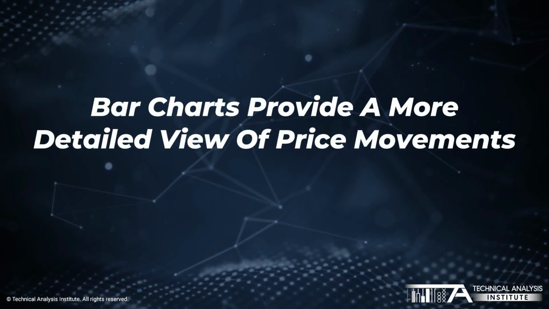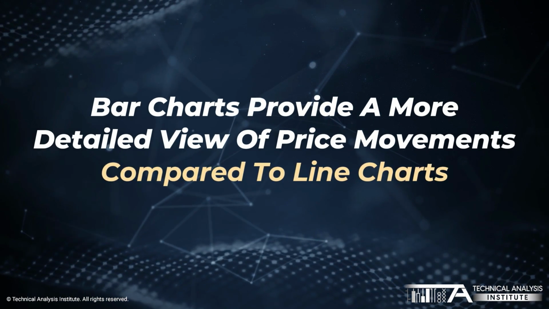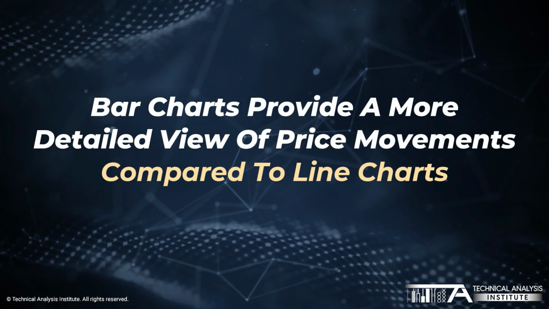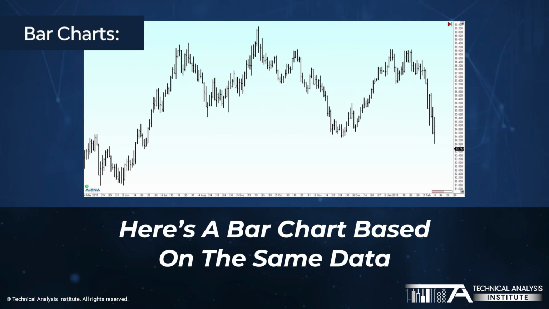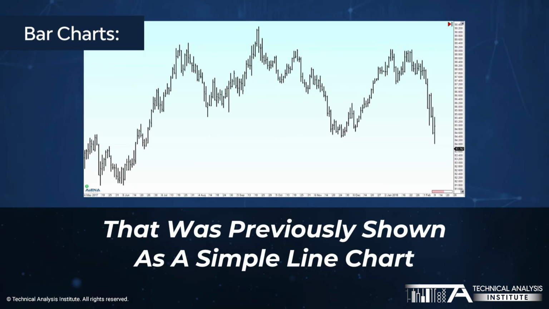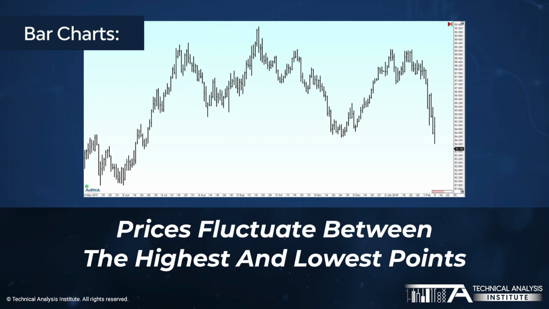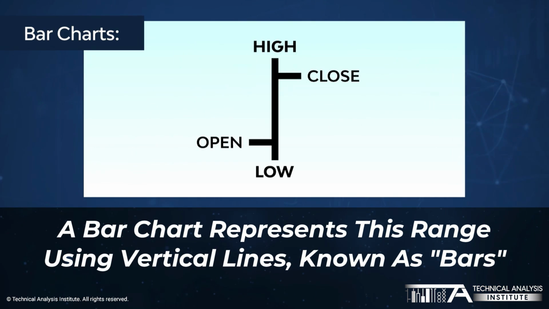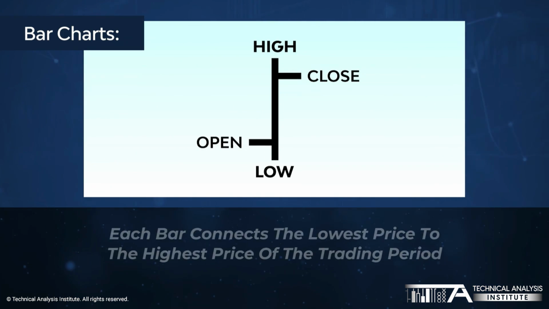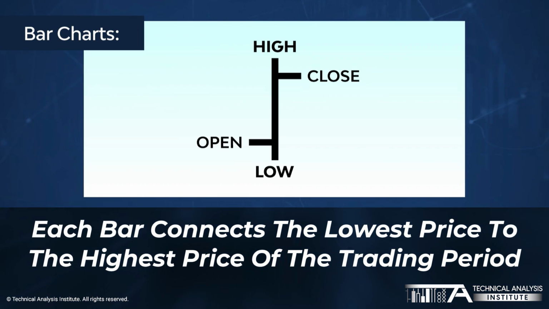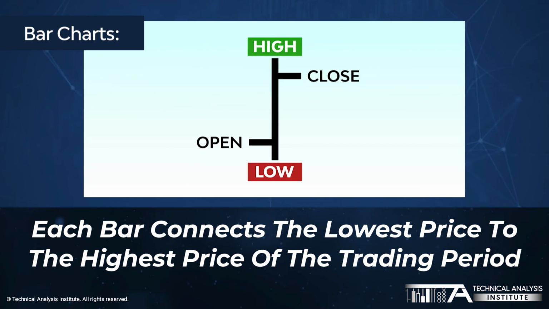Bar charts provide a more detailed view of price movements compared to line charts. Here's a bar chart based on the same data that was previously shown as a simple line chart. During a trading session, prices fluctuate between the highest and the lowest point. A bar chart represents the range using vertical lines known as bars. Each bar connects the lowest price to the highest price of the trading period.